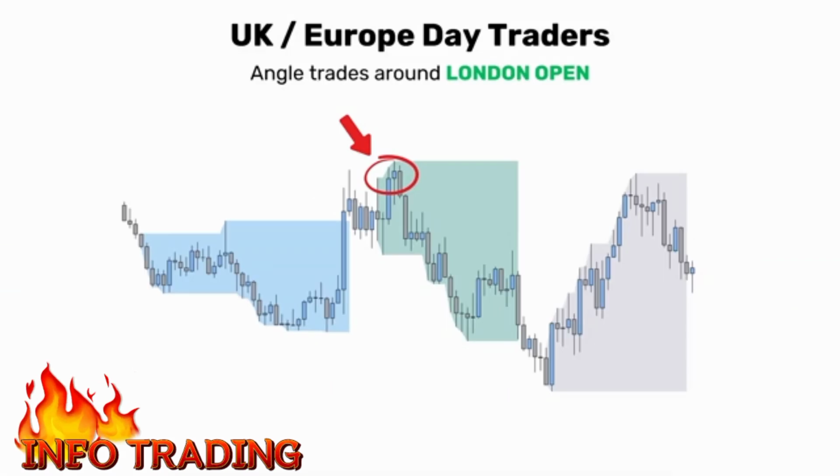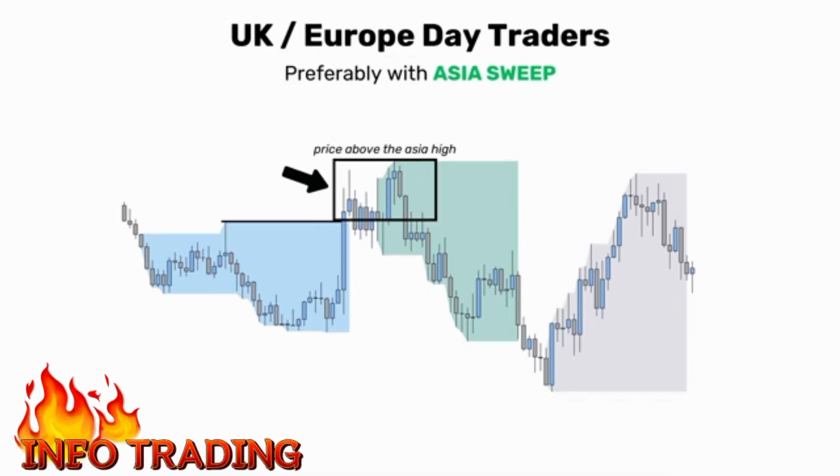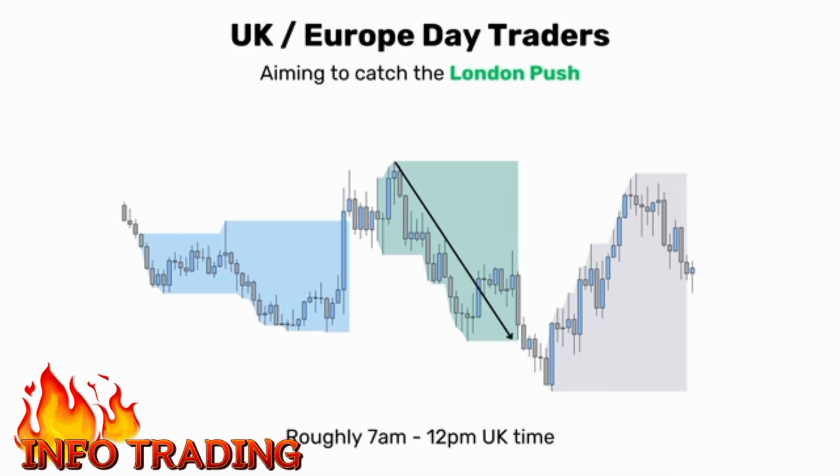So if you are a trader in the UK or Europe, the best time for you to trade will be to angle trades around the London Open, preferably with an Asia sweep involved. So once the market has taken liquidity above or below the Asia range, selling down or buying up through into the London momentum is going to be the ideal trade. Your goal here is to aim to catch the London push, and this generally is going to be a trading range of between 7 a.m. to 12 p.m. UK time.